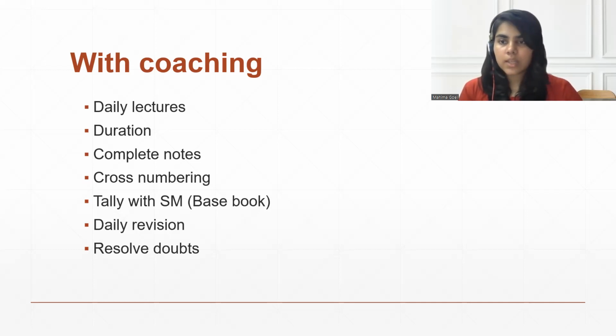Then cross numbering is very important. So in your book, you write the page number of your register where that particular question is solved, and in your register, you write down the page number of the book where that question is. So it'll help you a lot going forward. So do that for all the subjects.